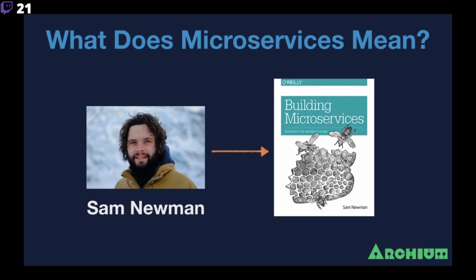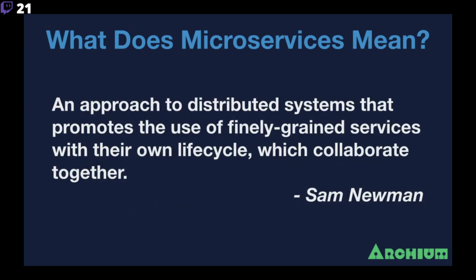So he says microservices is an approach to distributed systems that promotes the use of finely grained services with their own life cycle, which collaborate together. And when he talks about having their own life cycle there, he's primarily talking about the ability to shut them down and deploy them independently of what else is going on in the system.